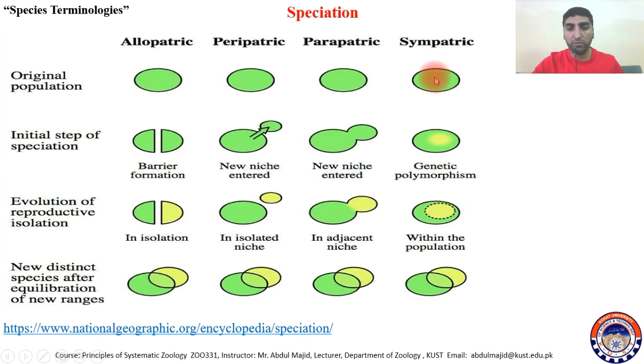It's very simple. You can consider this green color as the fruit fly which was laying its eggs in the hawthorn. And when the apples were introduced, some of them started laying their eggs in the apples, and then they are reproductively isolated. This yellow color shows those flies which are laying their eggs in the apple trees or fruit, and the green ones are those who are laying their eggs in the hawthorn. So with the passage of time, they become different species. So this is sympatric speciation. This is allopatric speciation.